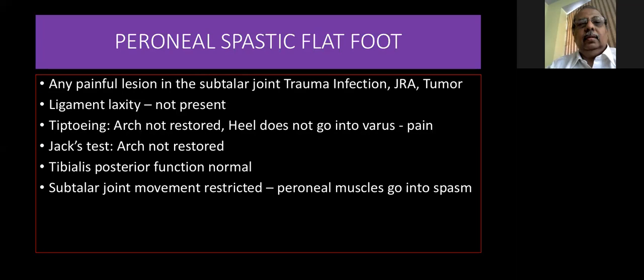So when you stand on the tiptoe, what is happening? The arch appears, the heel goes into varus, and the tibia externally rotates. This is what is called the windlass mechanism. Three components of the mechanism: arch appearing due to tightening of the plantar fascia, the heel goes into varus, and the tibia externally rotates. So this phenomenon will be absent because of pain. The Jack test, that is dorsiflexion of the big toe, the arch is not restored. The tibialis posterior function and power are normal. The subtalar movements are grossly restricted, and the peroneal muscles go into spasm.